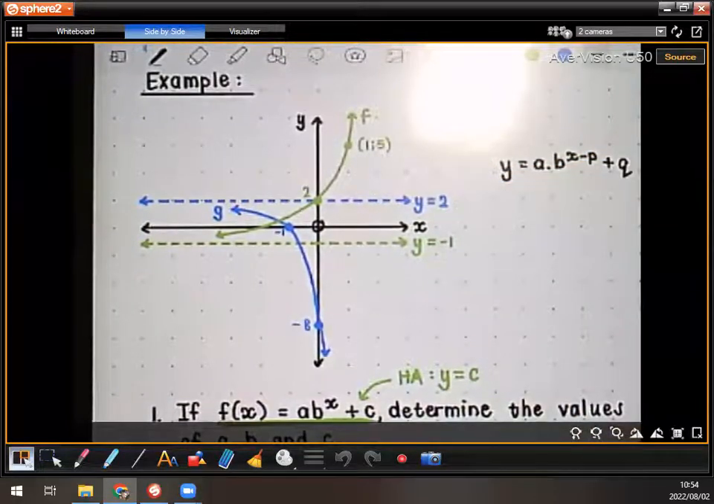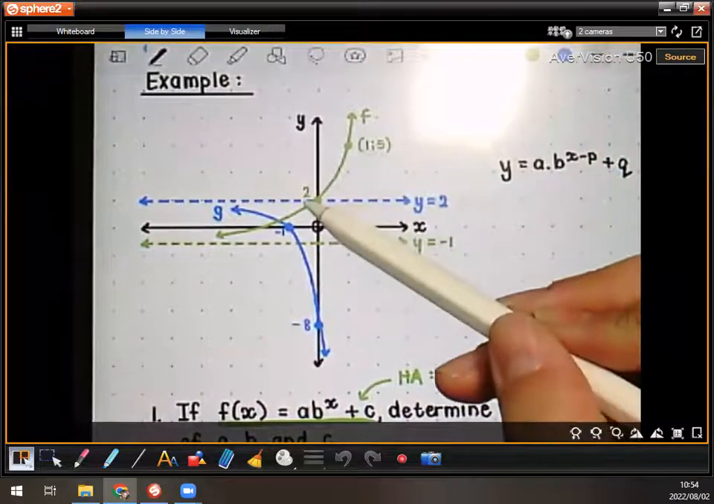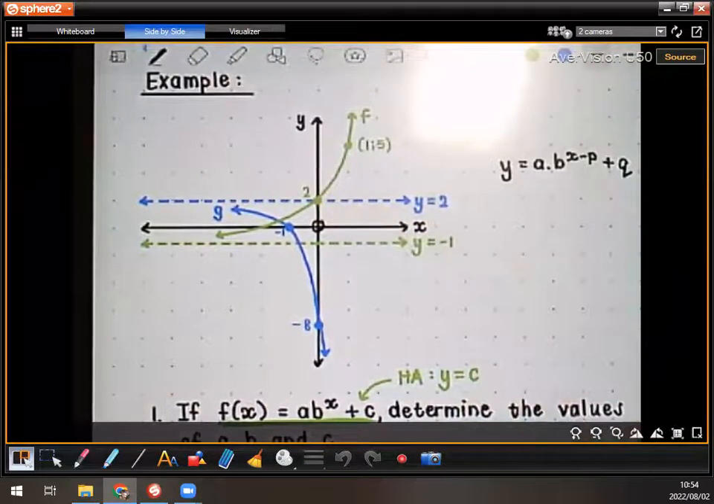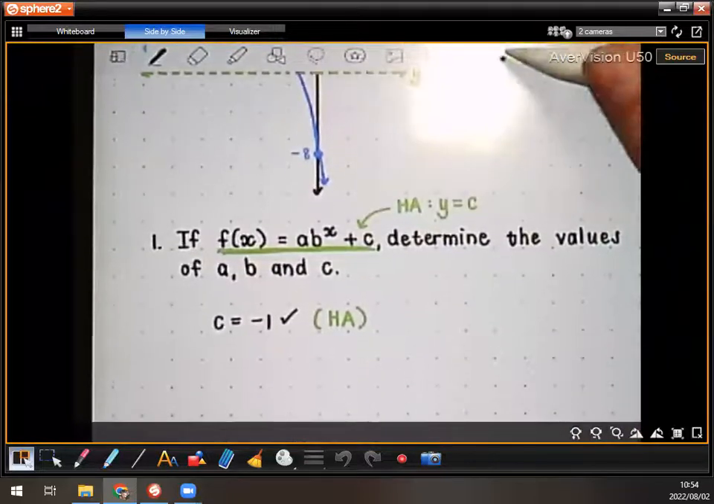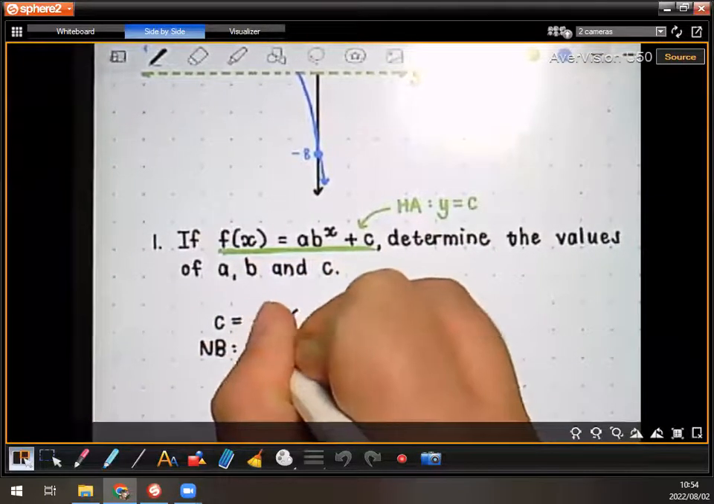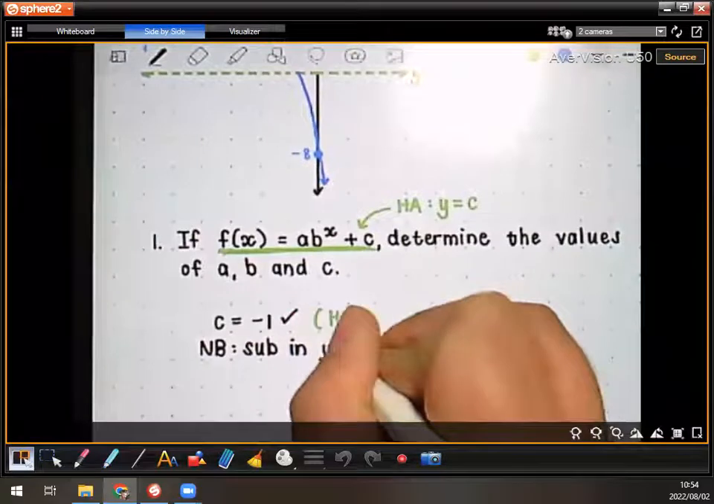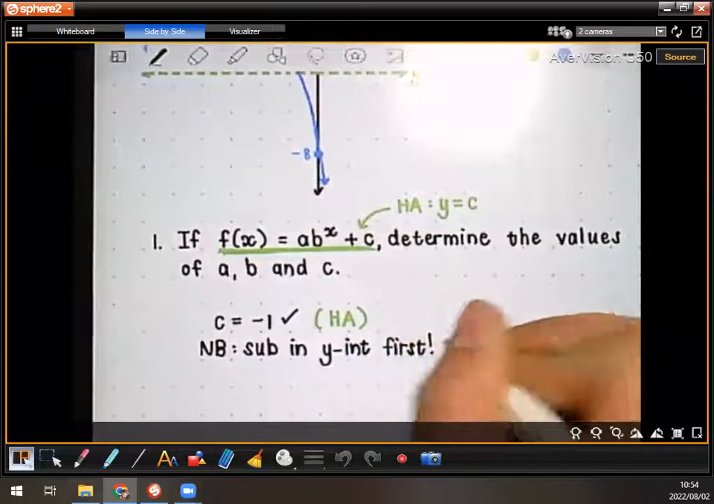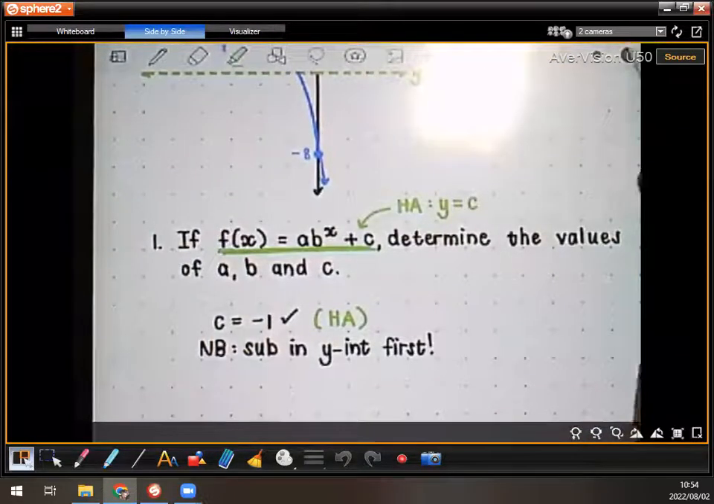All right, we're going to use one point to find the value of one variable, and the other point to find the value of the other variable. Now guys, for an exponential graph, what you always have to do, we're going to write this down, is sub in the y-intercept first. Okay, so you have to write that down. In B, sub in y-intercept first. Highlight that, draw a bubble around it, underline it. Very, very important. I'm going to show you why.